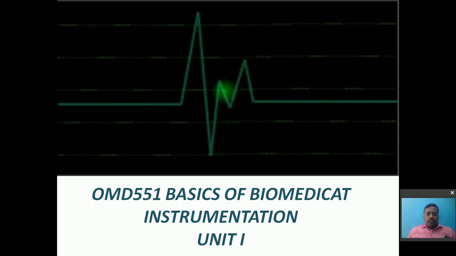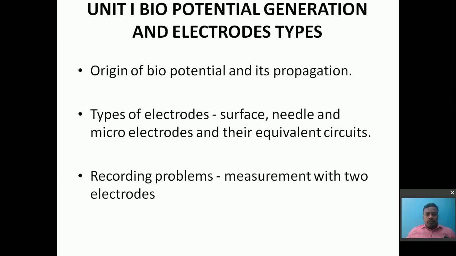Today I want to see session 2, that is the first topics of unit 1. So we'll see one by one. This is the first unit, the first one having three different titles. First one, the origin of biopotential and its propagation. Second one, type of electrodes, and third one is recording problems.